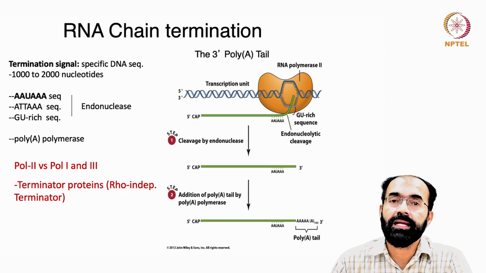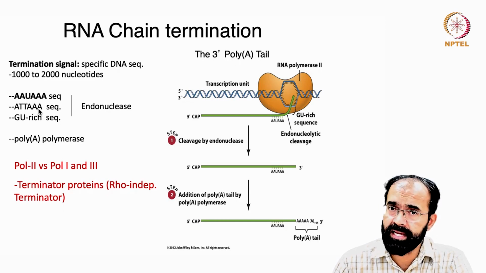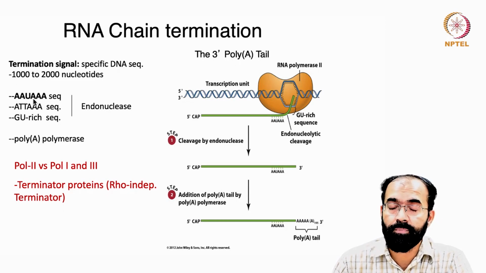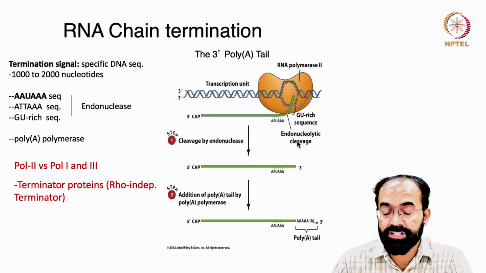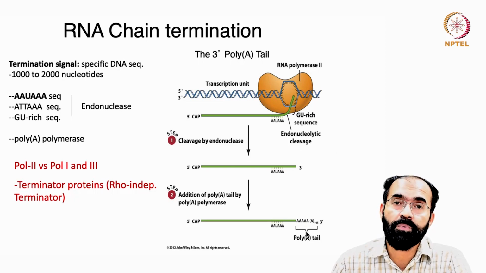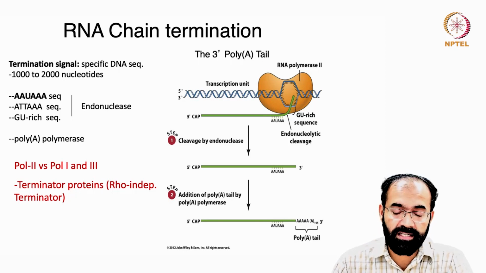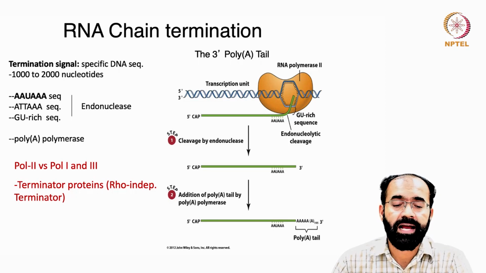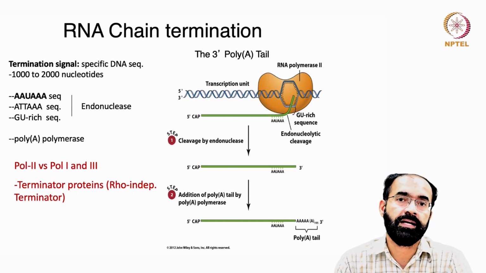Poly A signal is a sequence that is unique, as you saw here, AAUAAA or AUUAAA, or in DNA it is AATAAA or ATTAAA. So only two sequences are predominant poly A signals, which are recognized by the endonucleases to cleave, and which in turn are recognized by the poly A polymerase for the addition of the poly A tail. Once the poly A polymerase has acted, the RNA now has a functional poly A tail. So with this, I end this topic of transcription termination, and we will resume in another class. Thank you.